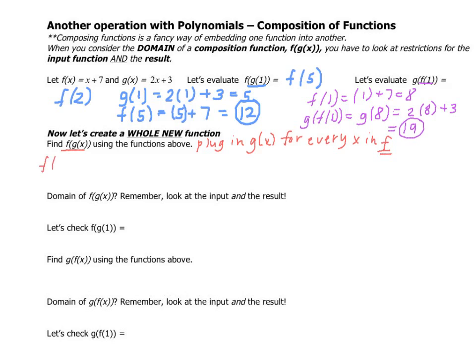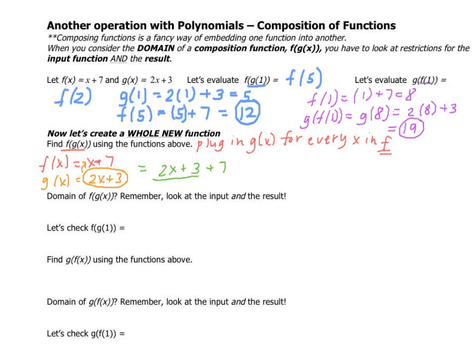So f of x is x plus 7. And g of x is 2x plus 3. F of g of x is going to be taking g of x and plugging it in for x in f of x. That will give us 2x plus 3 plus 7.